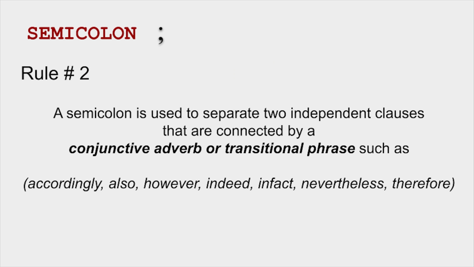Rule number 2. A semicolon is used to separate two independent clauses that are connected by a conjunctive adverb or transitional phrase, such as accordingly, also, however, indeed, in fact, nevertheless, therefore, and there are many more in English grammar.